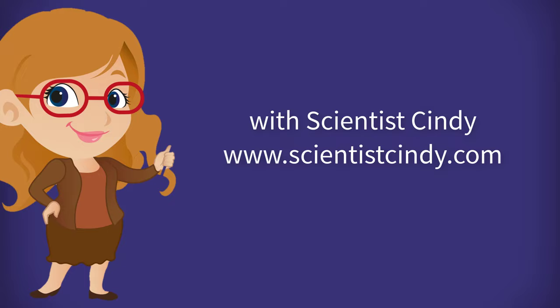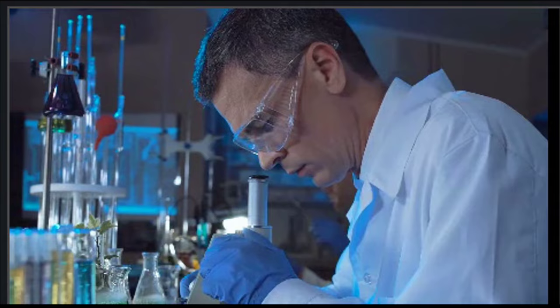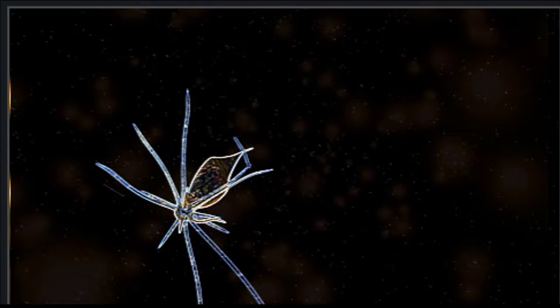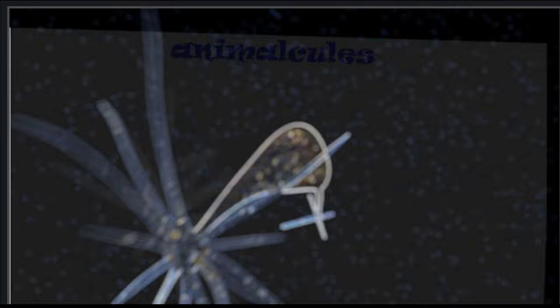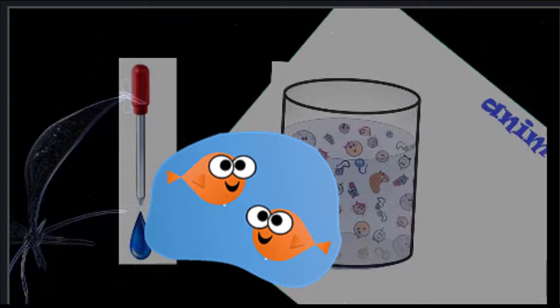In 1675, Antoine van Leeuwenhoek was given the honorary title of the father of microbiology. Anton van Leeuwenhoek was coined the father of microbiology because he observed the first motile, meaning mobile or able to move around, microscopic organisms. He called these organisms animalcules. He gathered these animalcules from a drop of pond water that he had collected.